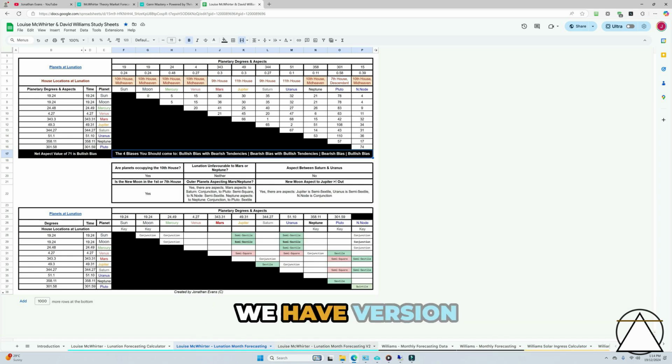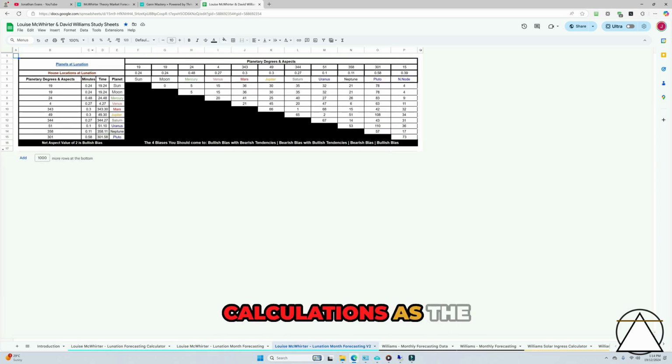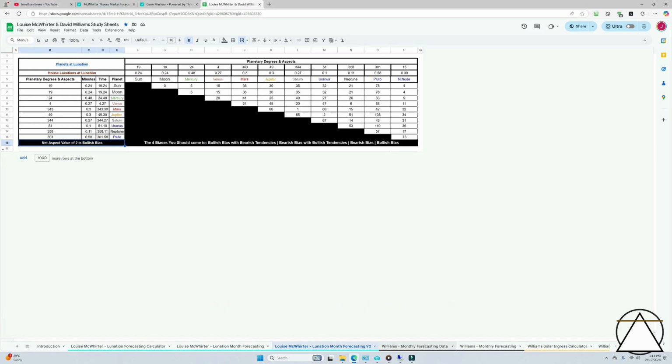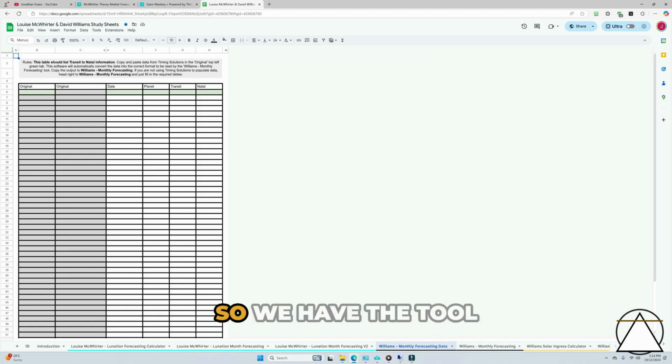Then we have version 2, which is a more streamlined and alternative method, I guess. It uses the same calculations as the first one, however, it calculates the aspect value slightly differently. However, we still get the 4 outcomes, okay? So in this case, the net aspect value of 2 is bullish bias. Then I show you the Williams forecasting methods. So we have the tool to calculate the method.